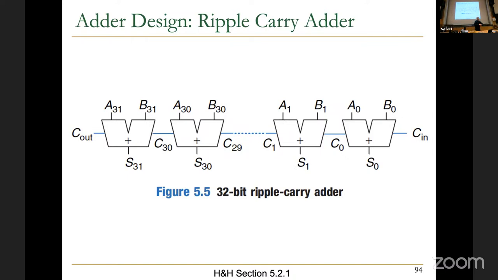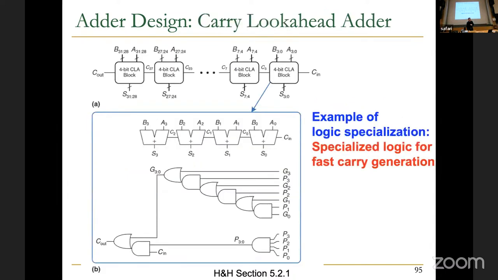You can start with a truth table of 32 inputs, 32 outputs. And then you can actually try to minimize that truth table. That's probably expensive. But people have come up with a lot of creative ideas. This is an example where you do the carry generation separately from addition. Carry generation operates using 4 bits. And you actually kind of predict what the carry would be. It's a speculative way of doing carry generation. But this is an example of logic specialization.